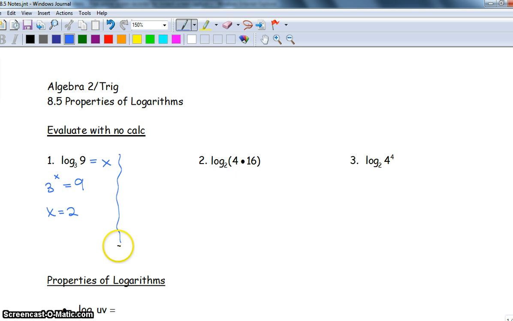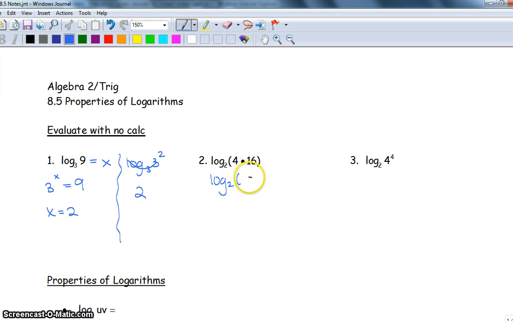That's one way. We also can rewrite this. If I had the log base 3, I can rewrite 9 as 3 squared. And then we talked about in 8.4 that log base 3 of 3 cancels out and we're left with just 2.